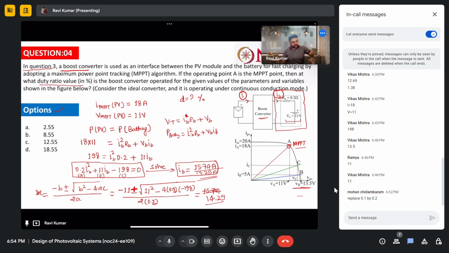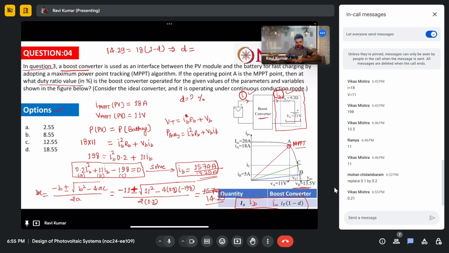So from here we have calculated this IB. We already know this I, and for the boost converter we have this relation between IB and I. If I use this relation, I get 14.29 equals 18 into (1 minus D), and here you can get D. What D are you getting? 0.21.